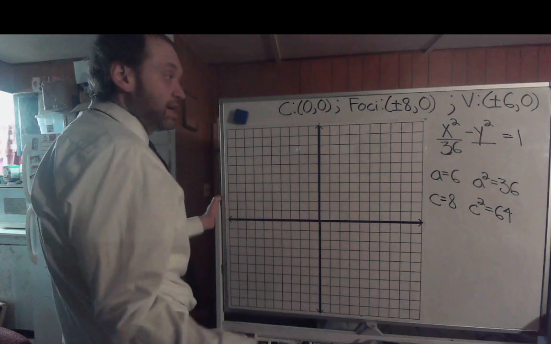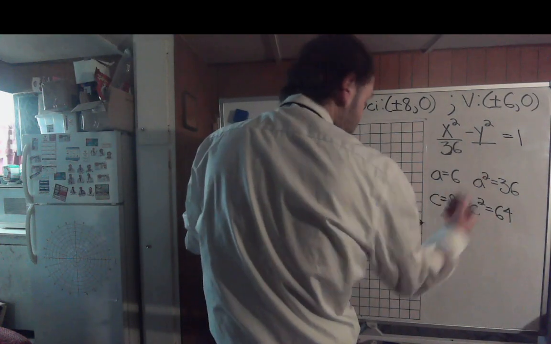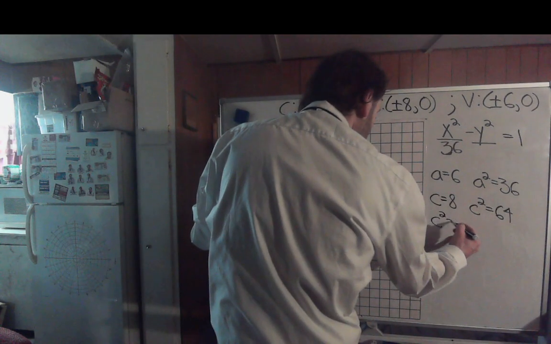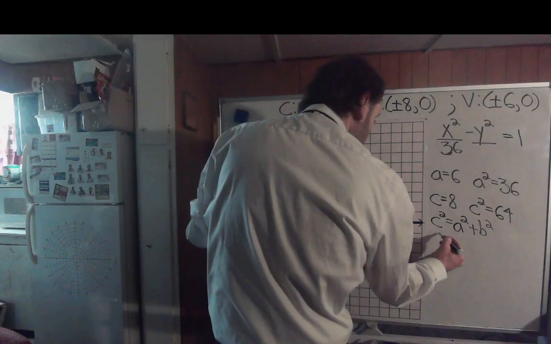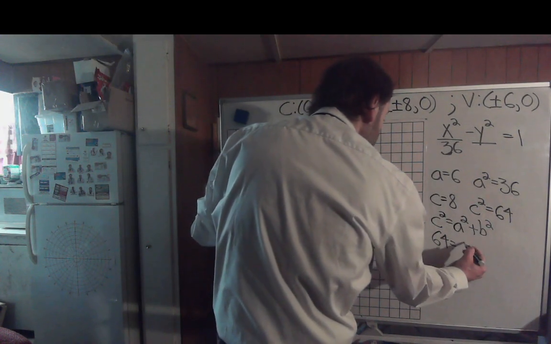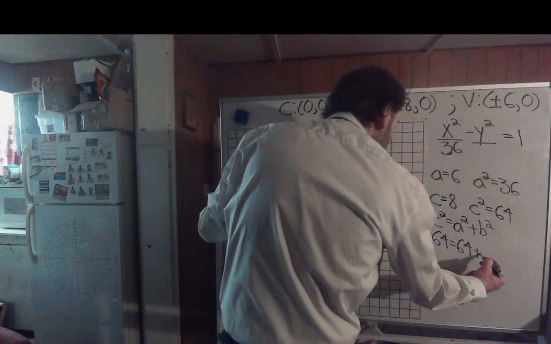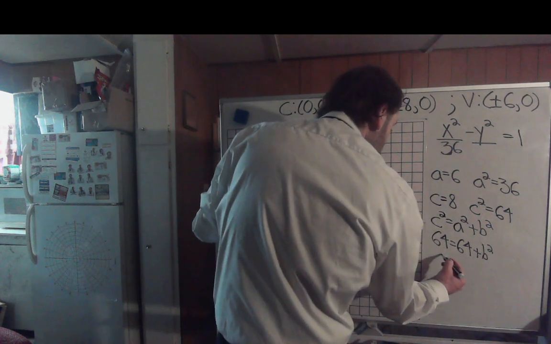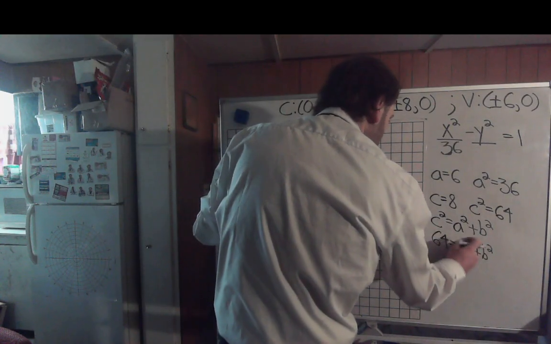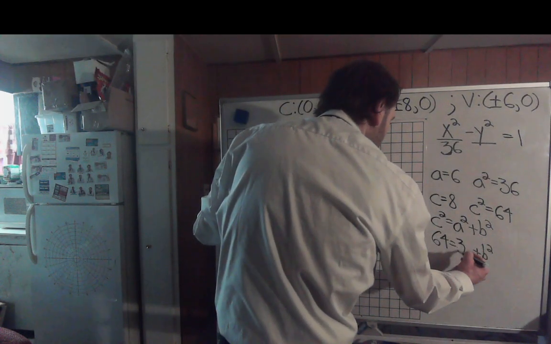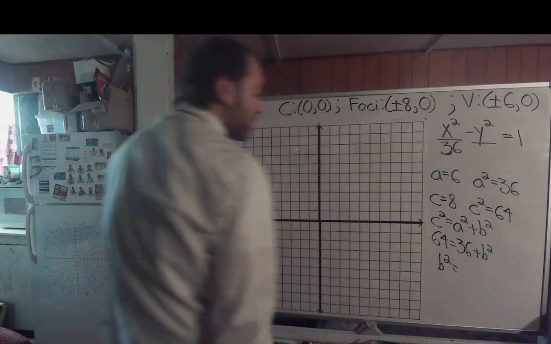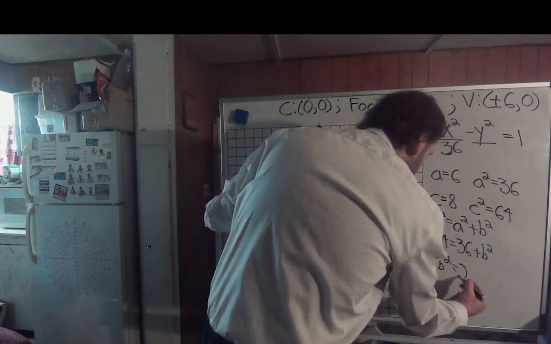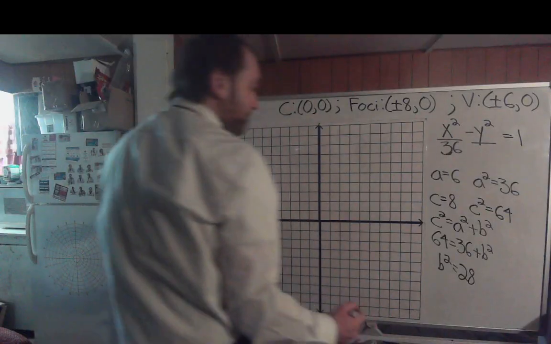Now we can find the length of the minor axis, or the b squared, if we take c squared equals a squared plus b squared, which means 64 equals 36 plus b squared. We can't have a length of 0. So b squared would equal 28. So b squared is 28.